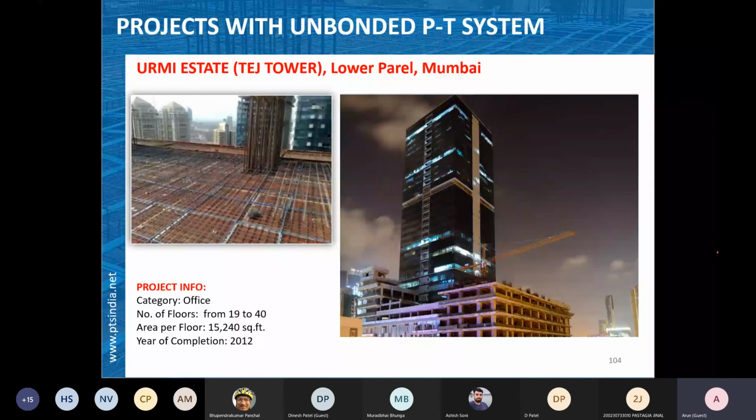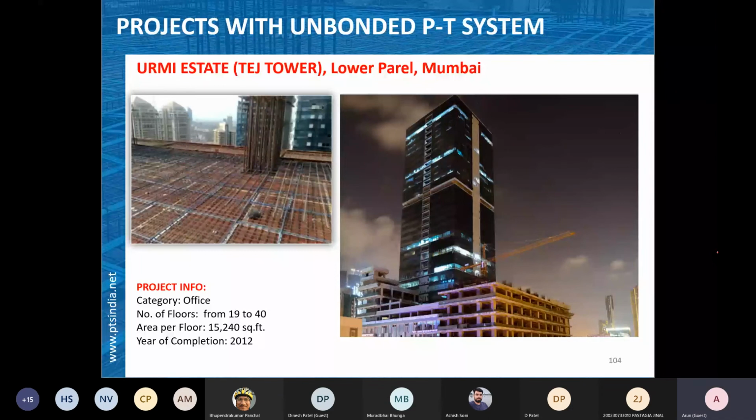And because of that, they could add 2 more floors on the total height of this building with the help of PT. So additional floors have been constructed because of this PT, because you can save some height at every floor. Say for example, you are saving say 1 foot height at every floor. So at 11th or 12th floor, you will have one more floor like that.